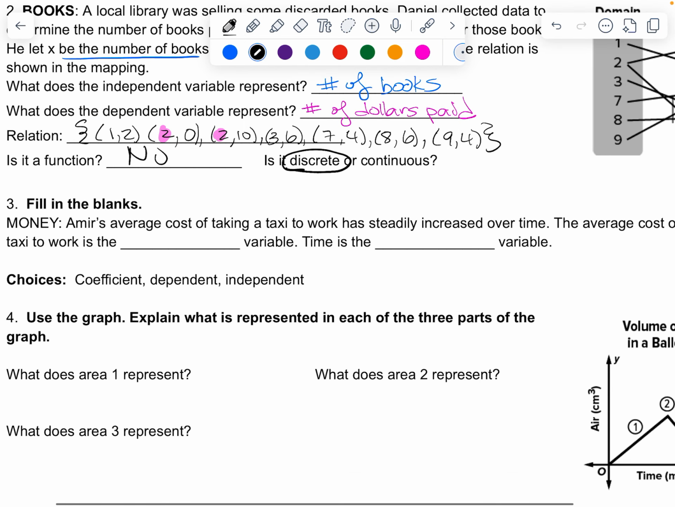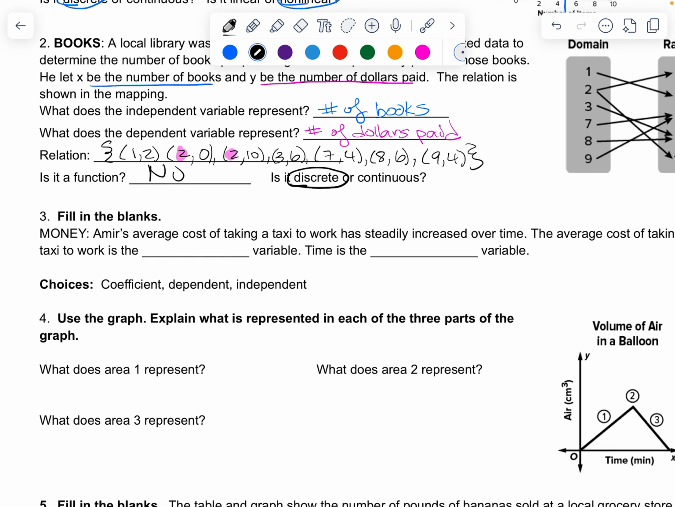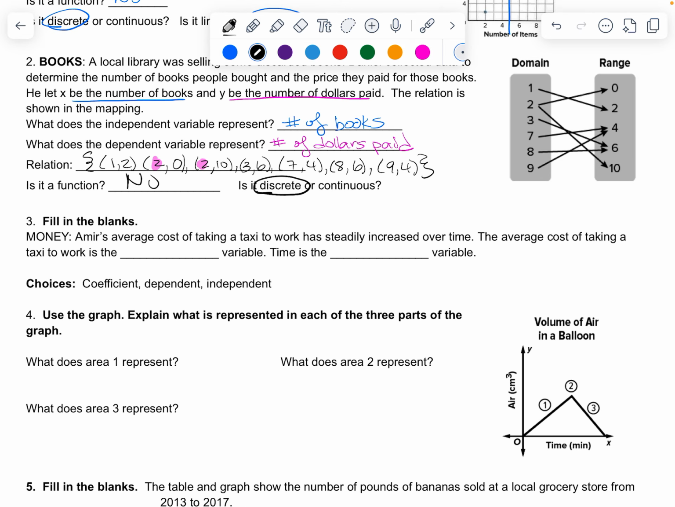Okay, then Amir's average cost of taking a taxi to work has steadily increased over time. The average cost of taking a taxi to work is the blank variable, time is the blank. So normally, time is going to be your independent variable. And dependent is going to be cost.